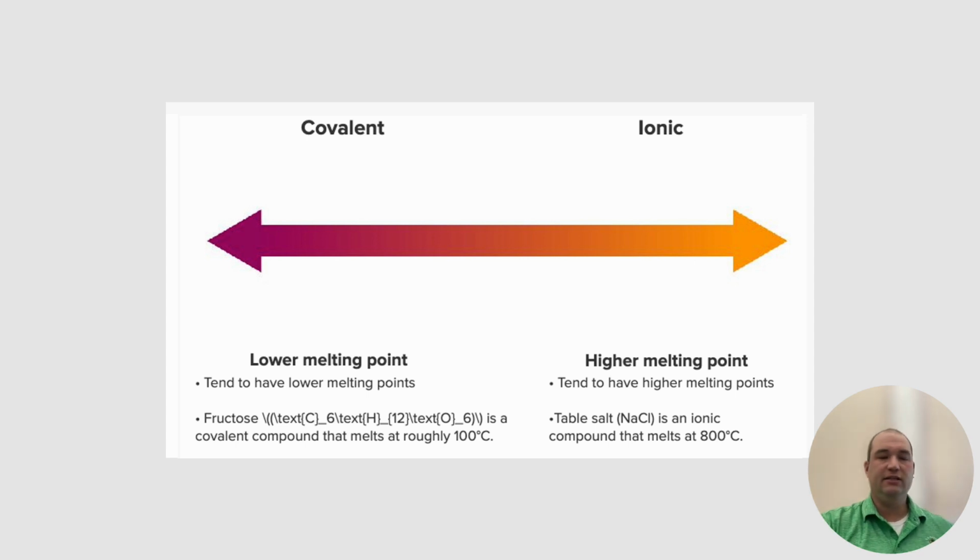So the next thing is that covalent bonds usually have a lower melting point. And what this means is they tend to melt at a lower temperature. So for example, sugar melts at a much lower temperature than salt does, which is an ionic compound. And again, this has to do with the relative strength of the charge. A covalent compound like sugar melts at about 100 degrees centigrade, while table salt melts at about 800.